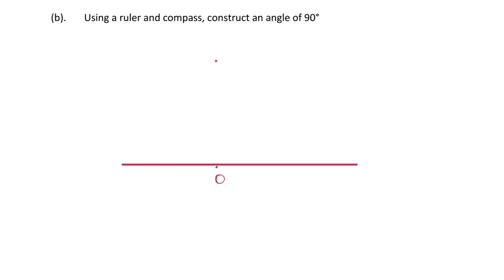Next, we fix our divider and mark points M and N. Then, we fix our divider at points M and N, and we are going to draw curved lines that intersect at Q. Using a ruler, connect points O and Q. Then, angle QOM is a right angle. We can also verify the result by measuring angle QOM using a protractor.